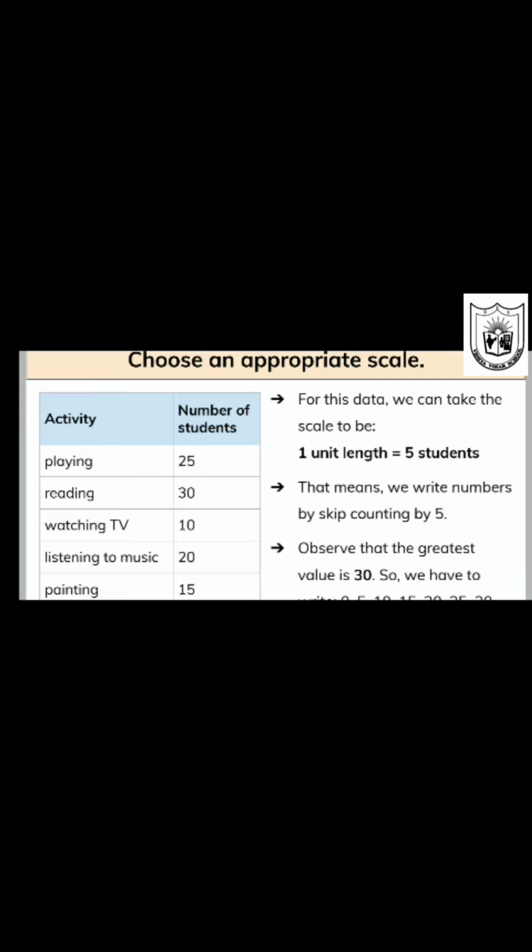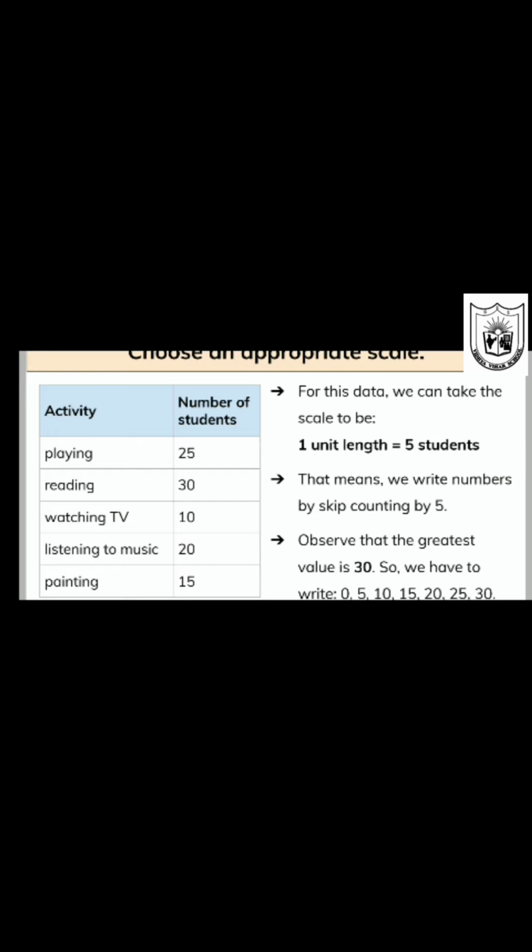Here you can see, that means we write numbers by skip counting by 5. Observe that the greatest value is 30. So you have to write 0, 5, 10, 15, 20, 25, 30, like that. So what will be the scale? 1 unit length is equal to 5 students.